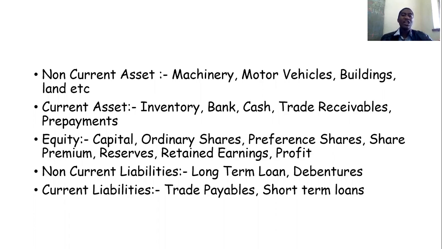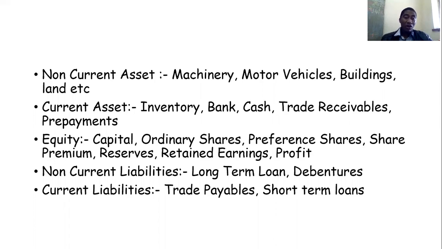What do we find in our statement of financial position? We find non-current assets, current assets, equities, non-current liabilities, and also current liabilities. What do we have as non-current assets? The machinery, the motor vehicles, the buildings and the land. Then what formulates our current assets? Inventory, bank, cash, trade receivables, and the prepayments.